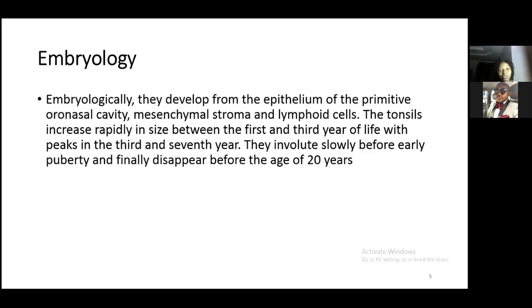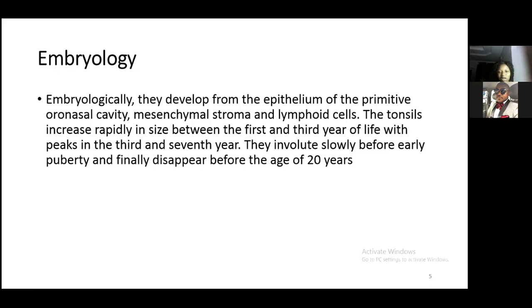Okay, let's just move to embryology. So basically, the tonsils and the adenoids develop in the 8th week of life. Usually, most of the organs develop within the first 8 weeks, so the first 8 weeks is actually essential for embryonic development. Just a quick recap from our basic embryology.